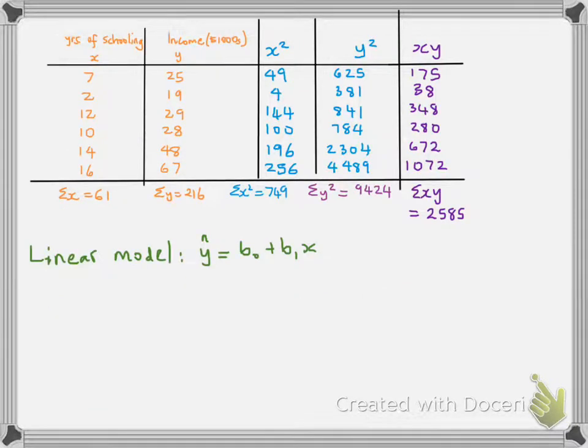So what do we need? Well, for our formula for B1, we need all this information from this table. The only column we don't need here is the y squared column. So if you are creating this from scratch, you don't need to create y squared, but you create everything else.